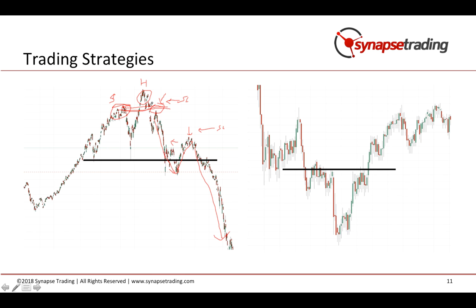Okay, so the idea is that by waiting for the price to actually break through the neckline, so this black line is actually the neckline, you increase the probability of price continuing to go down. However, because you are taking the trade slightly later, the reward to risk is going to be slightly less as compared to taking the trade earlier. So it's actually a trade-off.